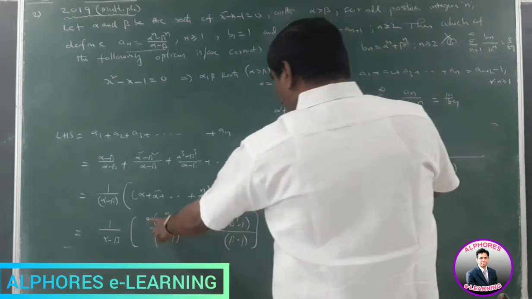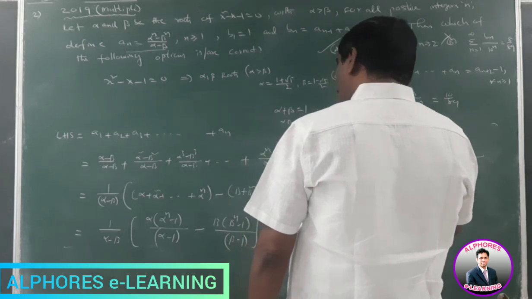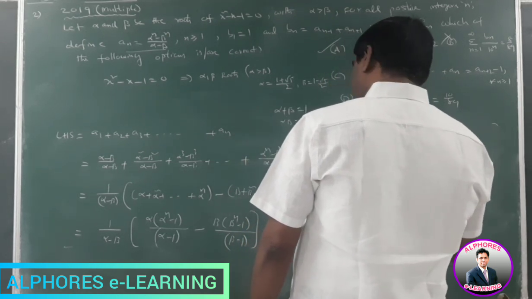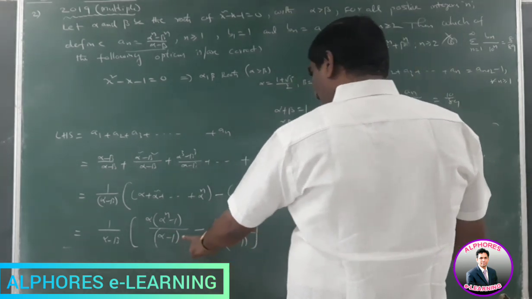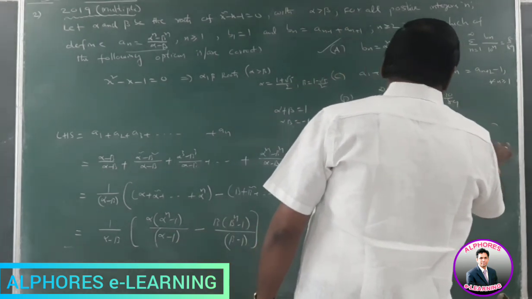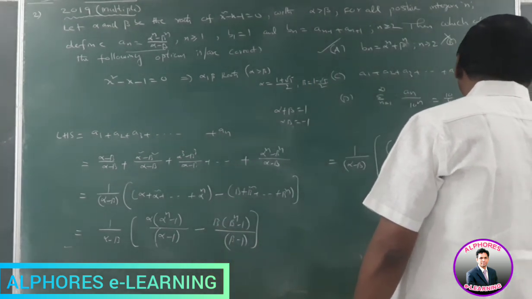Here alpha into beta minus 1. That means alpha beta minus alpha into alpha power n minus 1 minus of beta into 1 minus alpha means alpha beta minus beta. Minus beta into beta power n minus 1.